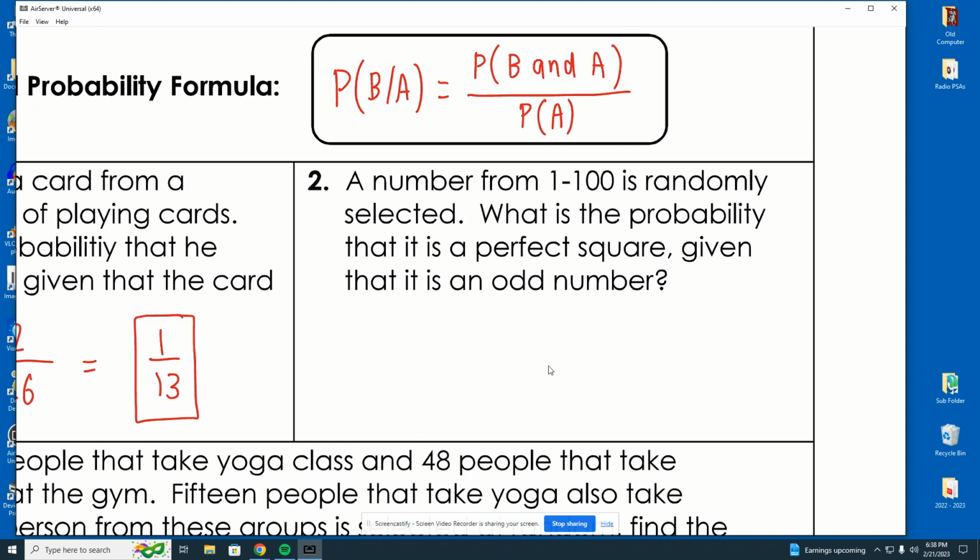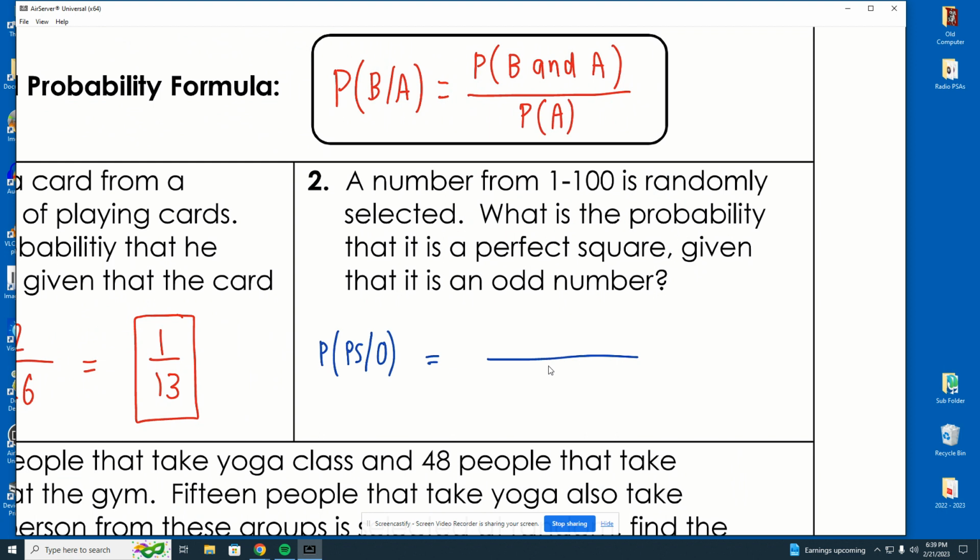Let me explain. A number from 1 to 100 is randomly selected. What is the probability that it is a perfect square given that it is an odd number? So look, guys, we're trying to find the probability that it's a perfect square given that it's odd. So using my old method, the method above, like the book method, what's my focus? What's going to be in the numerator and the denominator? The given that. It's odd.